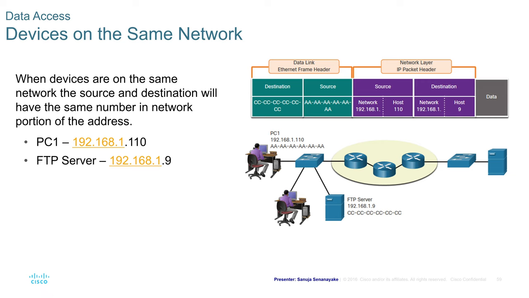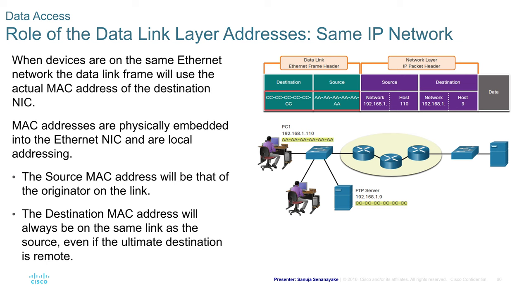Next, we will look at the role of the data link layer on devices that are on the same network. When the devices are on the same Ethernet network, the data link frame will use the actual MAC address of the destination NIC, or network interface card. The MAC addresses are physical addresses that are attached to the Ethernet NIC and are local, used for local addressing. In the future, I will explain how you can do MAC address spoofing and how you can change it. But for this particular course, just remember MAC addresses are physical addresses embedded into the physical NIC itself, even though they can be spoofed or changed using some software methods. For now, they are physical addresses embedded into the physical Ethernet NIC.